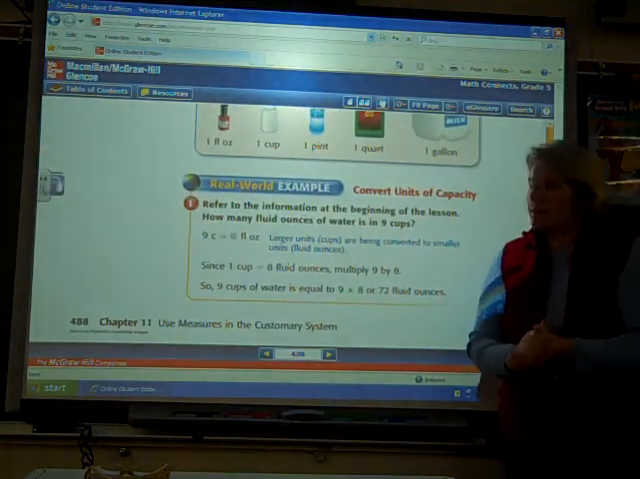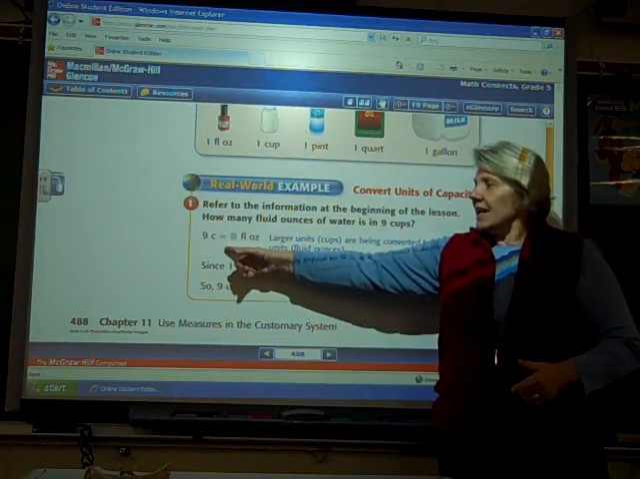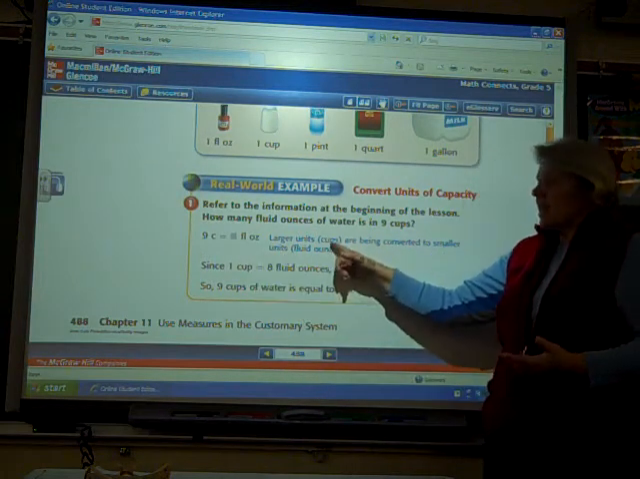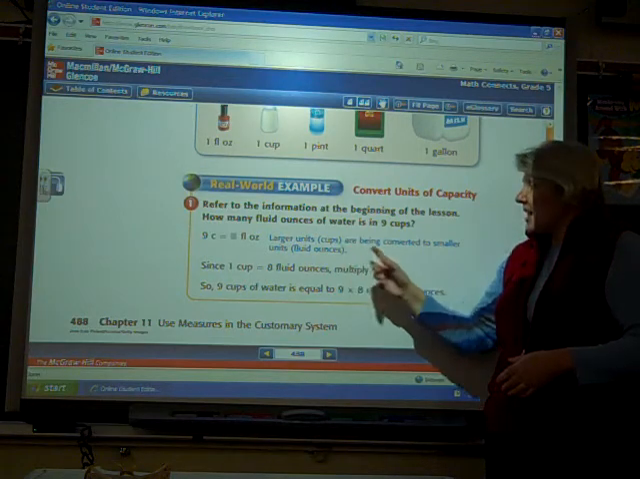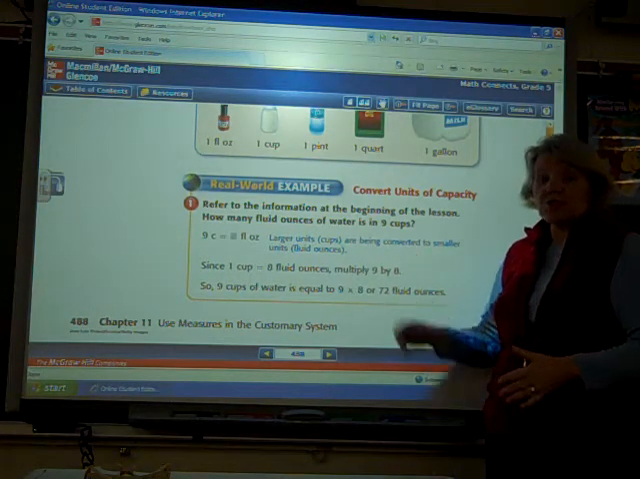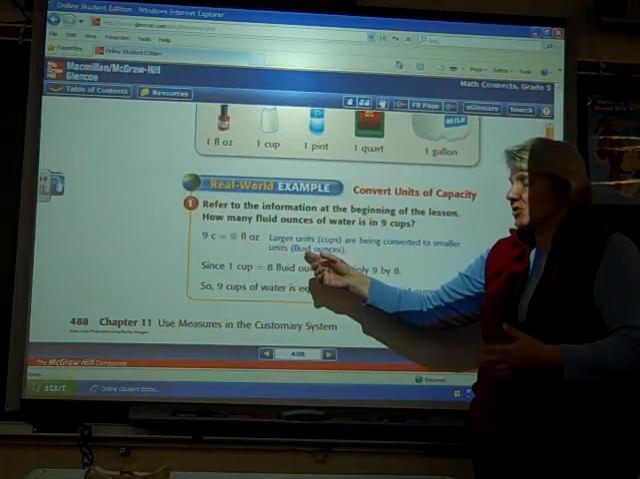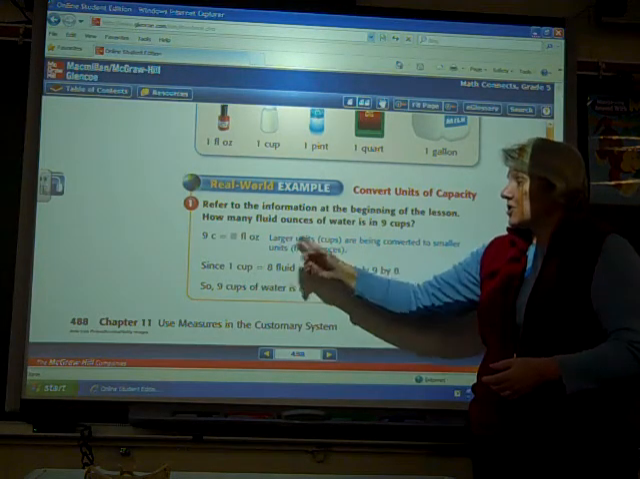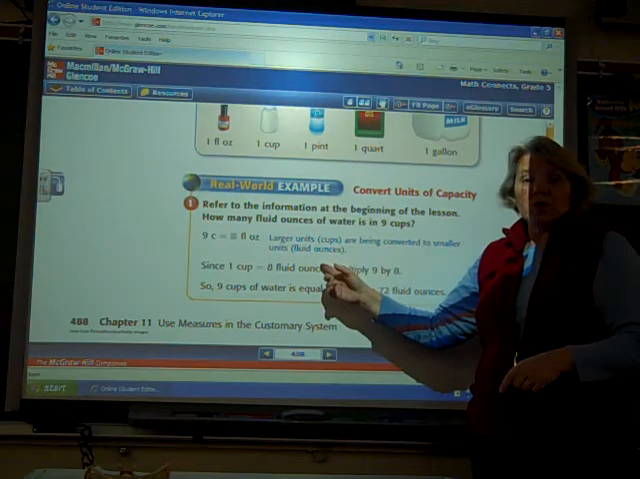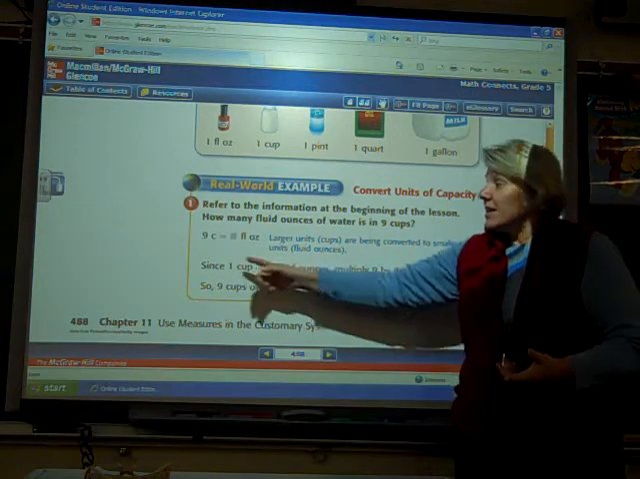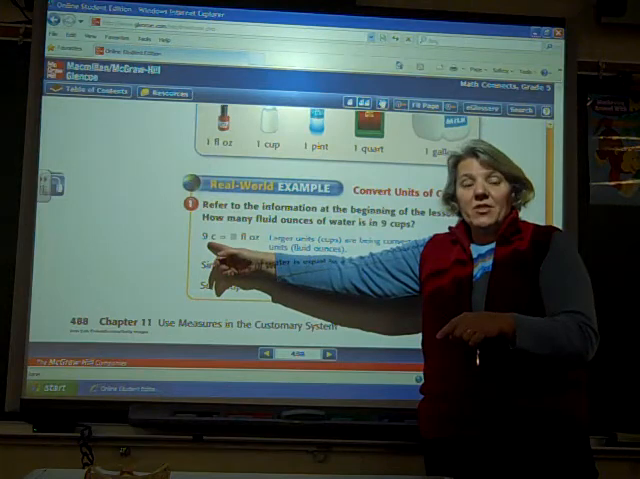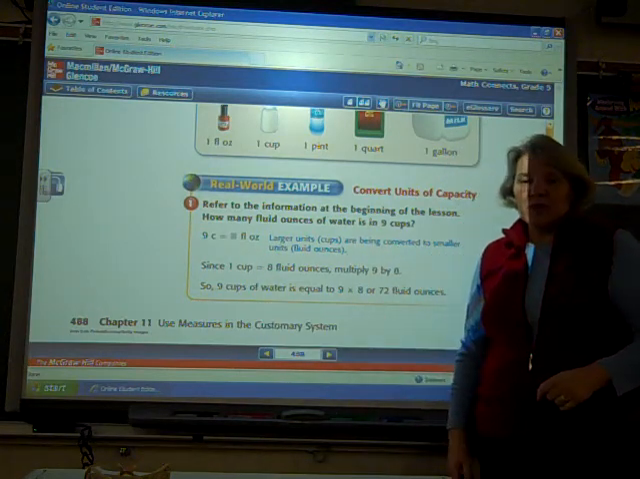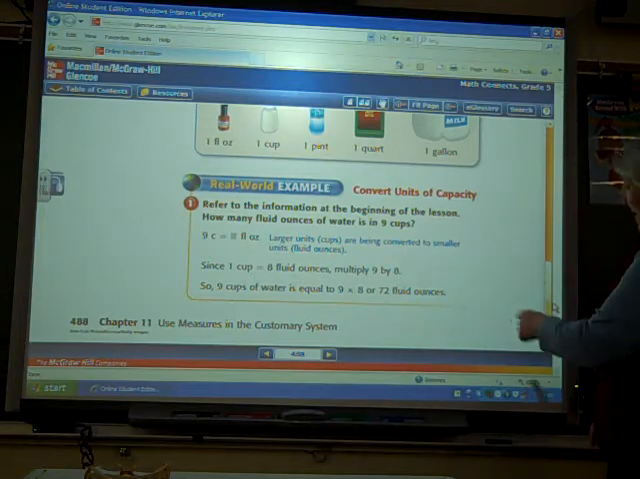So our first example says we're going to take 9 cups and change it into fluid ounces. Because we're taking larger units, cups, and converting them to smaller units, ounces, we're going to be multiplying. Large units to small units, multiply. That means for each of those 9 cups, there are 8 ounces. 9 times 8, 72 fluid ounces. Let's continue.